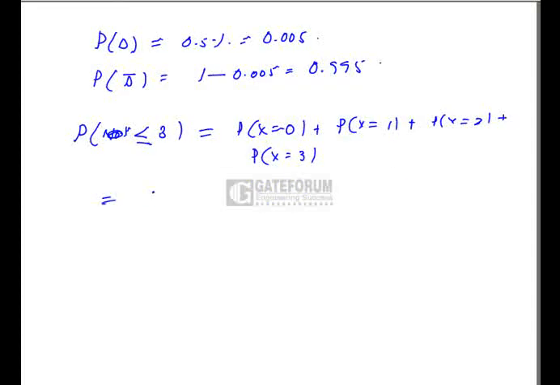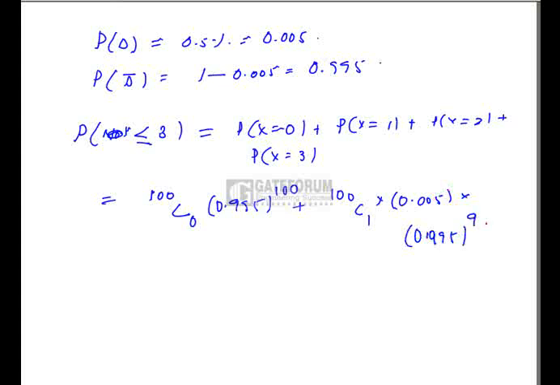Now let us use the formula here. So n is nothing but 100. 100 C0 into 0.995 to the power of 100, where 0.995 is nothing but the probability of getting a non-defective piece. Similarly 100 C1 into 0.005 into 0.995 raised to the power of 99.